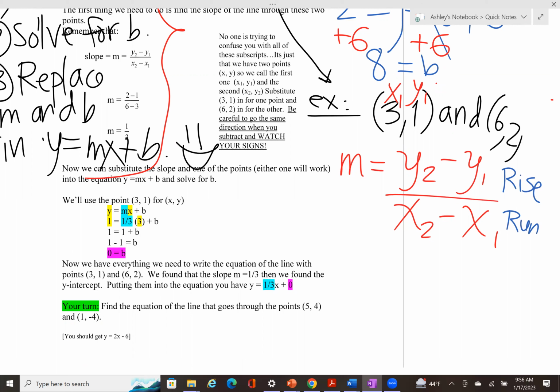And in the second point, 6 is the x value, but that's my second point. So I'm going to call him x2. 2 is the y value, so I'm going to call him y2. And then I'll kind of know where to put everything.